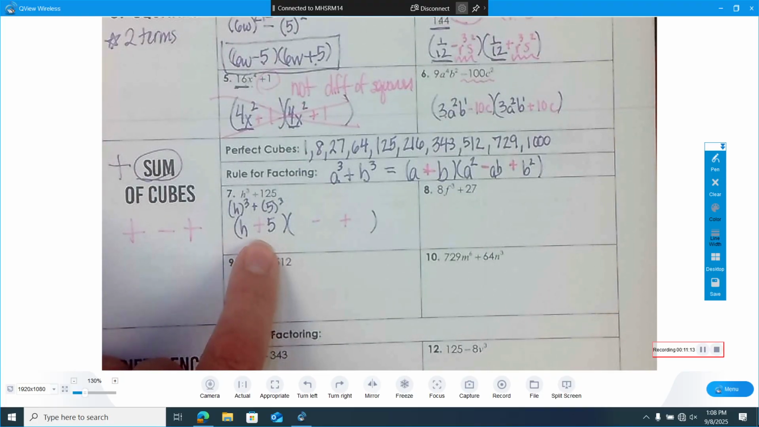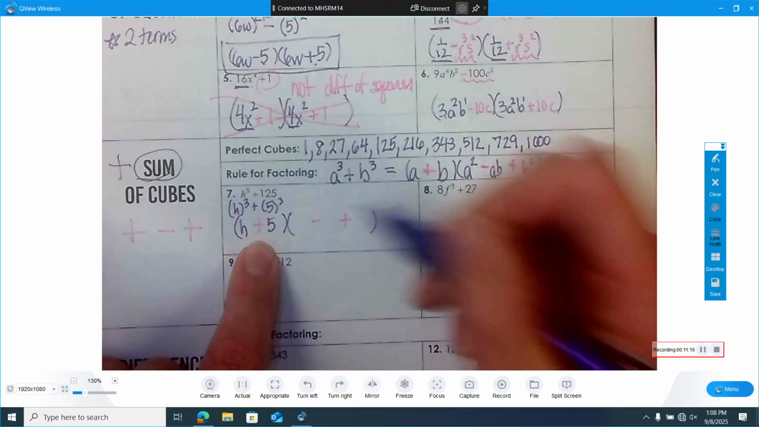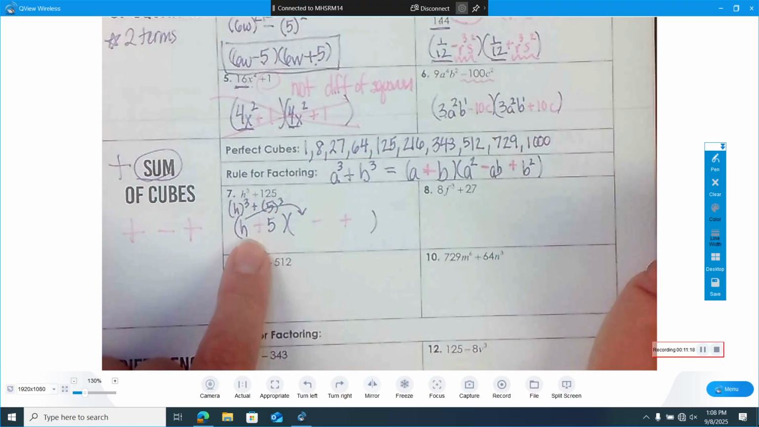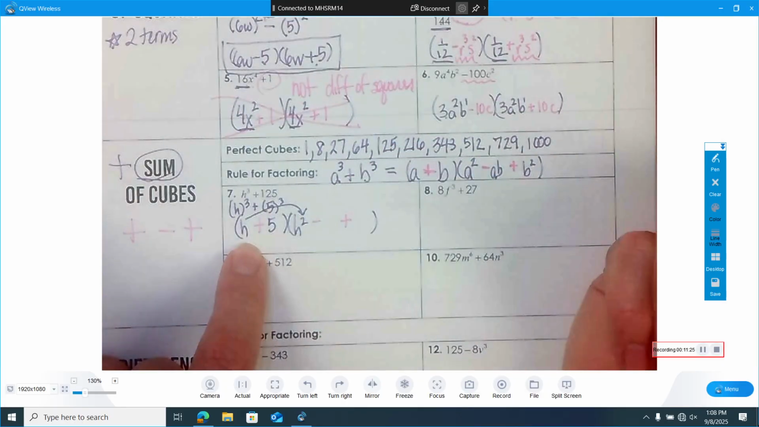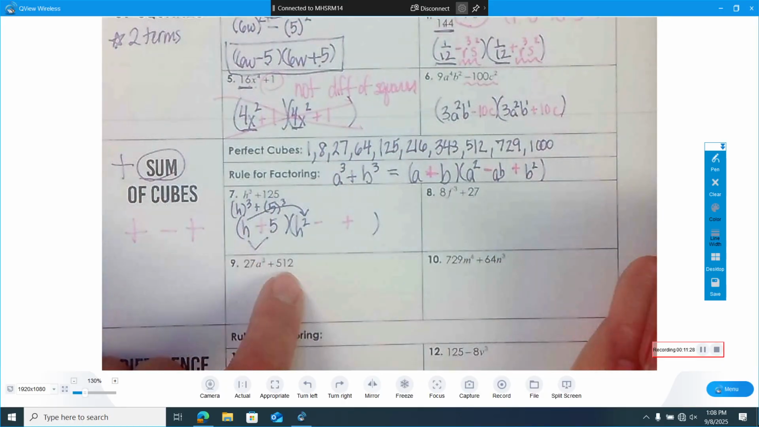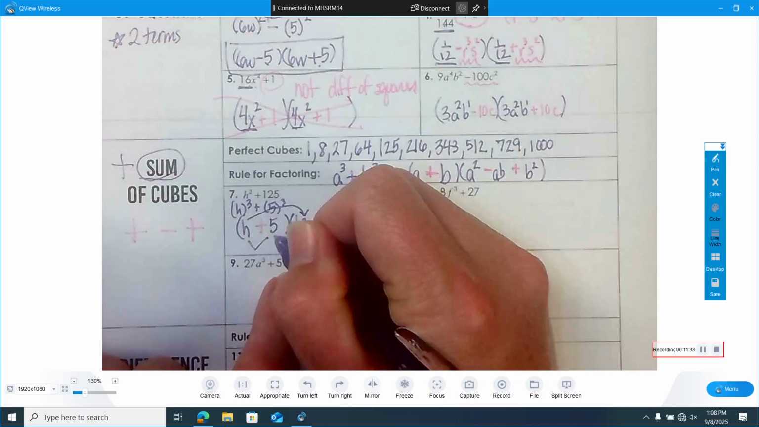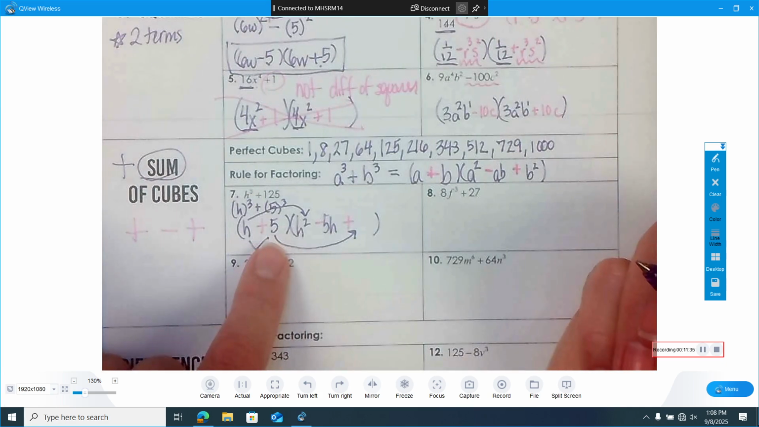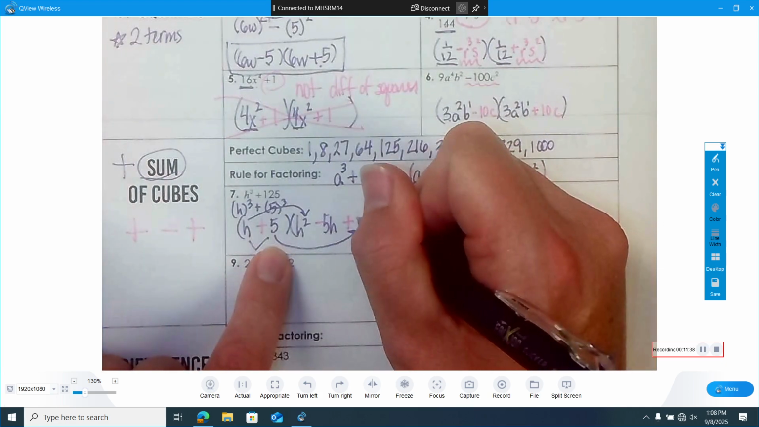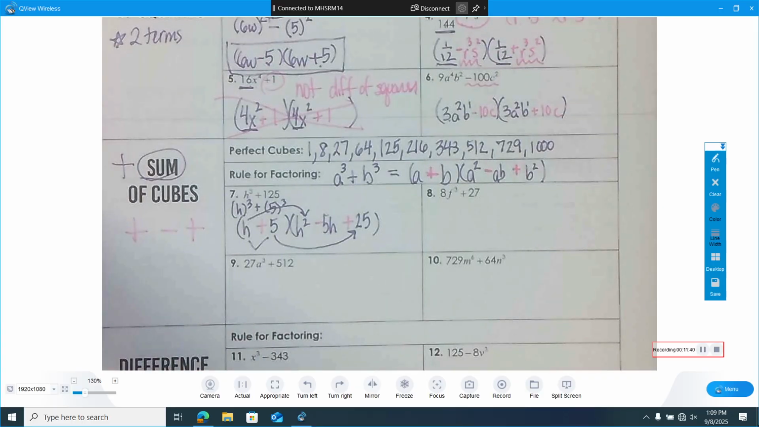Once you figure out your small bubble, you're going to square the first thing. Not yet. What is H being squared? H squared. And we're going to multiply them together in the middle. 5H in the middle, 5H. And then you square the last thing. 5 squared is 25. And you're done. It will never go further. All right? So that's all it's going to do. Square the first, multiply in the middle, square the last.